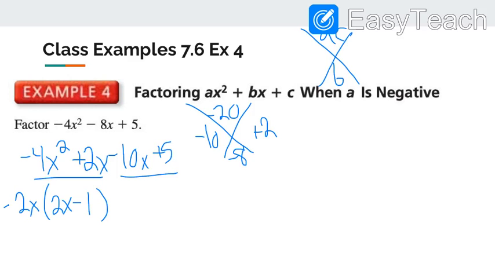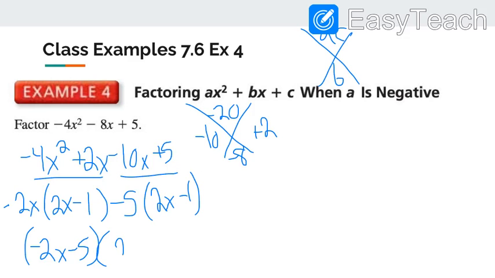minus 1. And then for my last two, negative 10x and positive 5, I know 5 goes into both, but because that 10 was a negative, I'm going to factor out that negative 5. I'm going to be left with 2x minus 1. Again, we see that our factor pair here has the exact same thing for both. So then we just take these and we rewrite it like the following: negative 2x minus 5 times the quantity 2x minus 1.